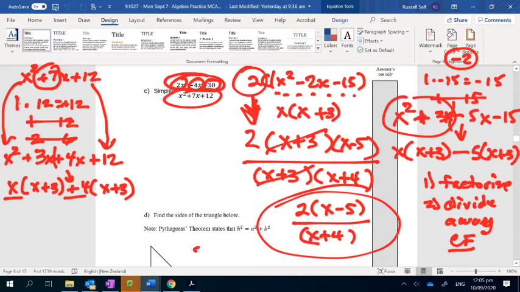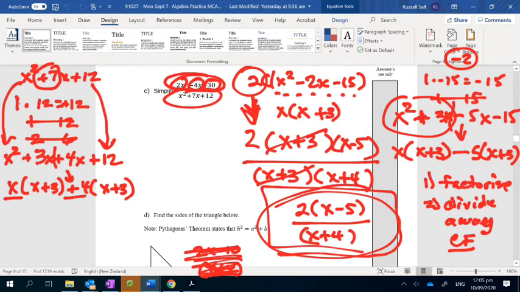Now, if you did 2x minus 10 over x plus 4, I don't think that would be counted wrong, but in reality, you don't need to, so what's the point? It's not going to help you, because you're not trying to solve. You can only divide away factors, so you should leave it factored. Make sense? Okay.